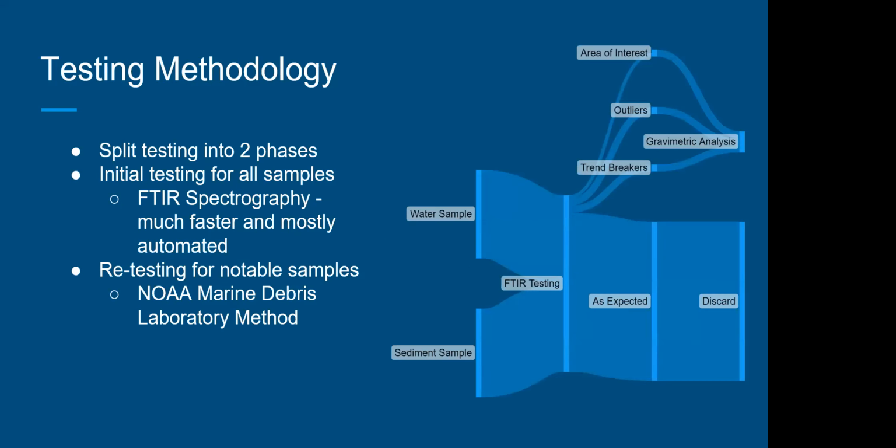So this is just a diagram of where our samples are coming from and where they're going. So we collect water and sediment samples, all of which get tested with FTIR. And so those 3 areas of interest, outliers and trend breakers, will go to gravimetric analysis. And the other ones that fit within our trends, we can just discard and not have to worry about storage or transportation, which once again makes it easier and cheaper.